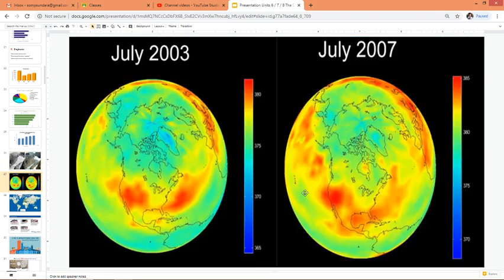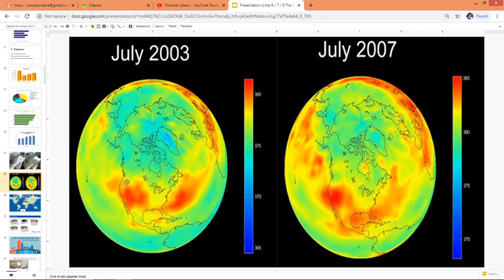Here's another one. Okay, here's a good one too. So this is also another picture, and this is also about global warming, climate change. We have to protect our planet. Over here is July 2003, right? And over here is 2007.